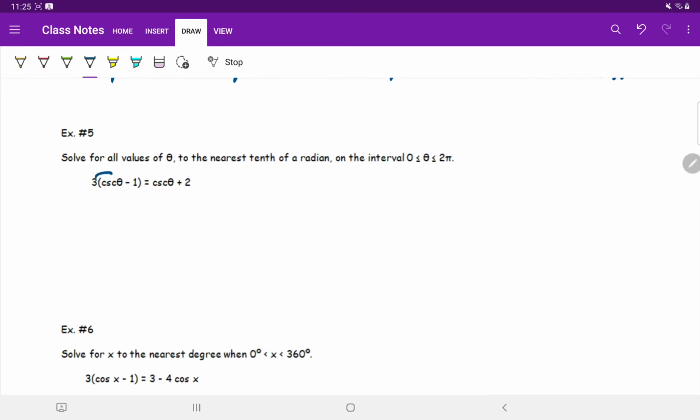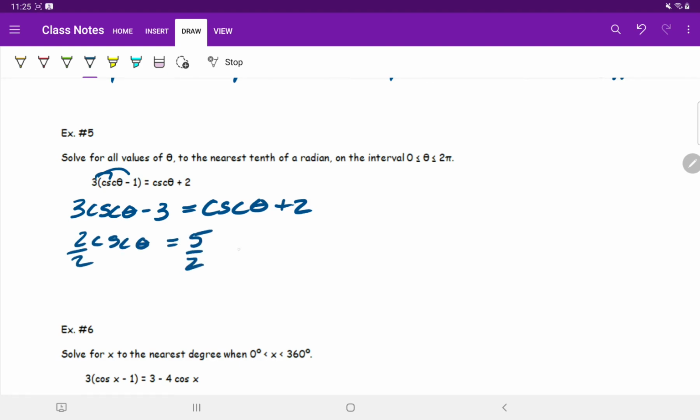This one's got cosecant in it. Distribute. 3 cosecant theta minus 3 equals cosecant theta plus 2. Move this over: 2 cosecant theta. This goes over here as a 5. Divide by 2. Now we don't have a cosecant button on our calculator, but we do know that it's the reciprocal of sine. So if I make this a sine, I take the reciprocal over here, and we're at 2/5.